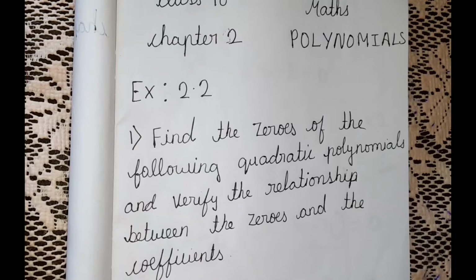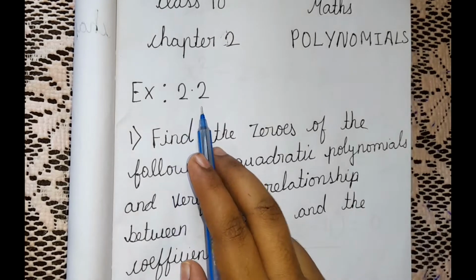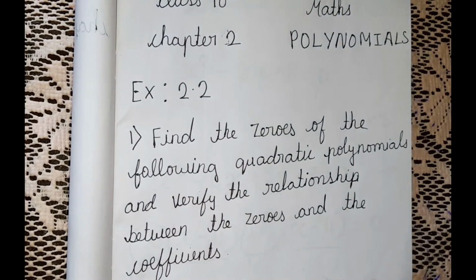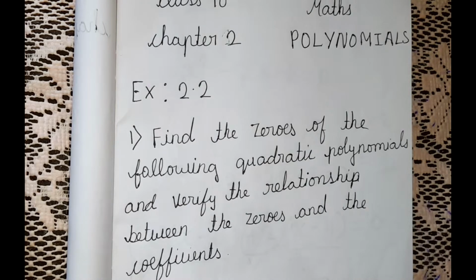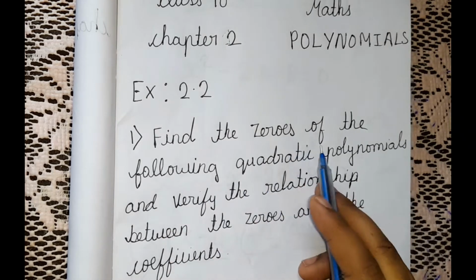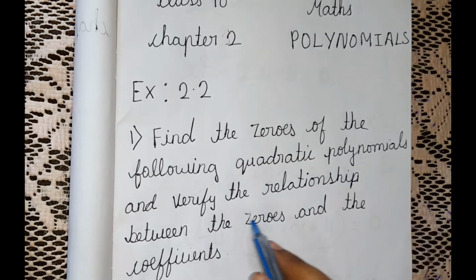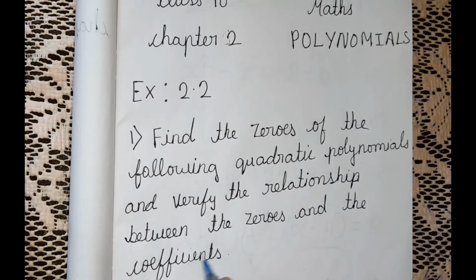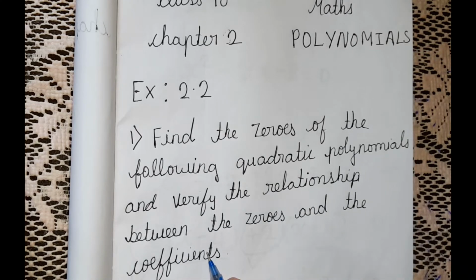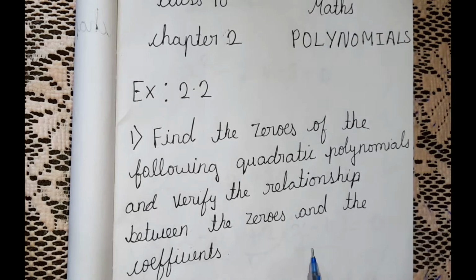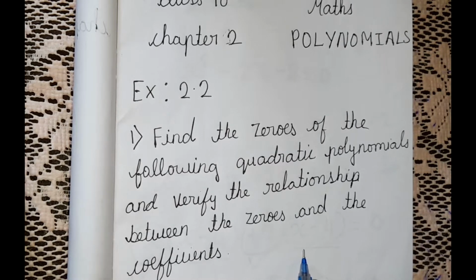Today we are going to be solving exercise 2.2, first question, second subdivision. Now let's read the question. The question is: find the zeros of the following quadratic polynomials and verify the relationship between the zeros and the coefficients. So in this question also we are supposed to find the relationship between the zeros and the coefficients.